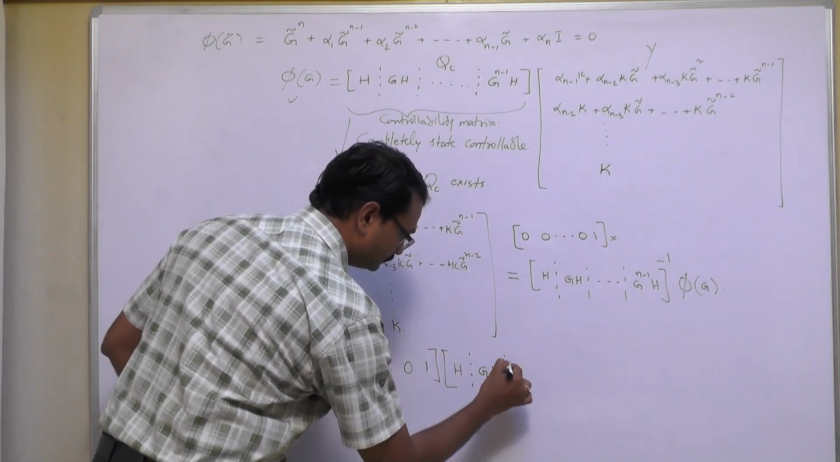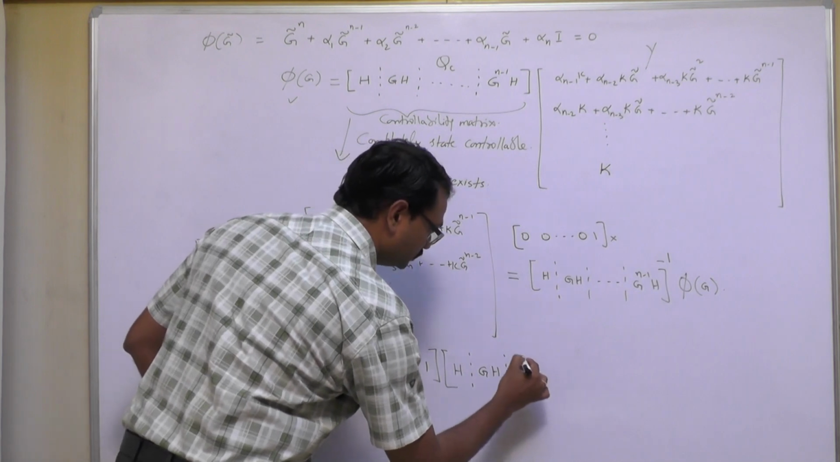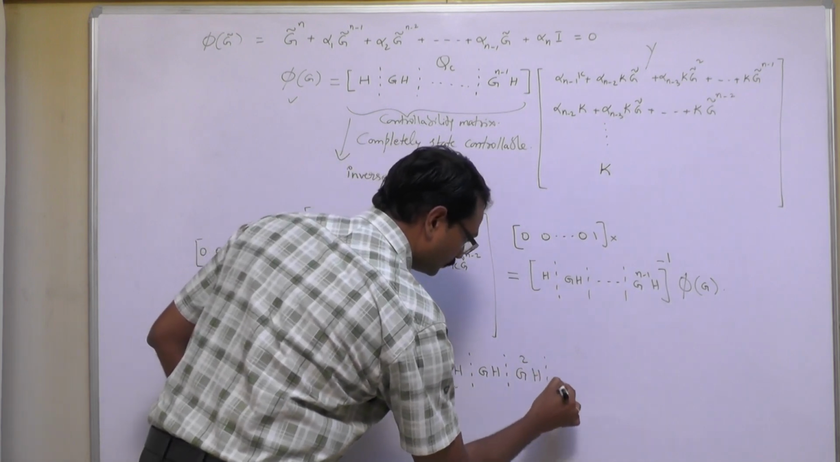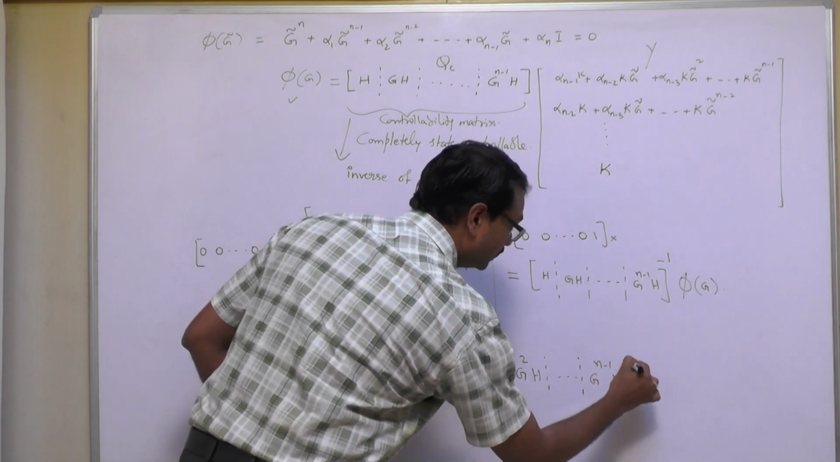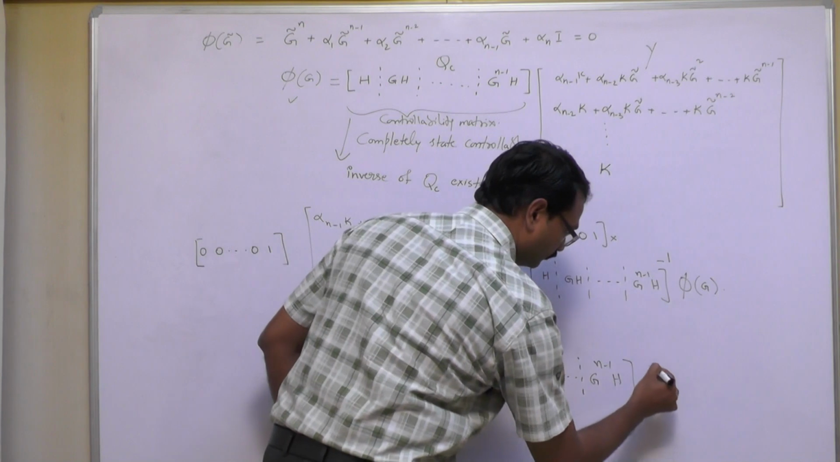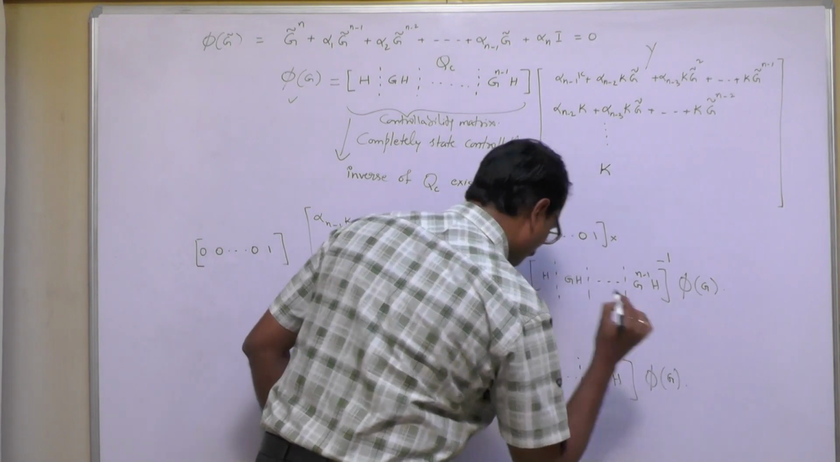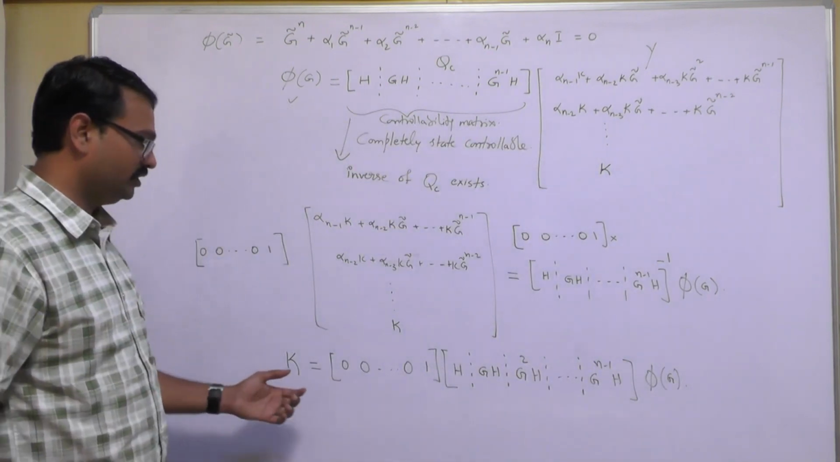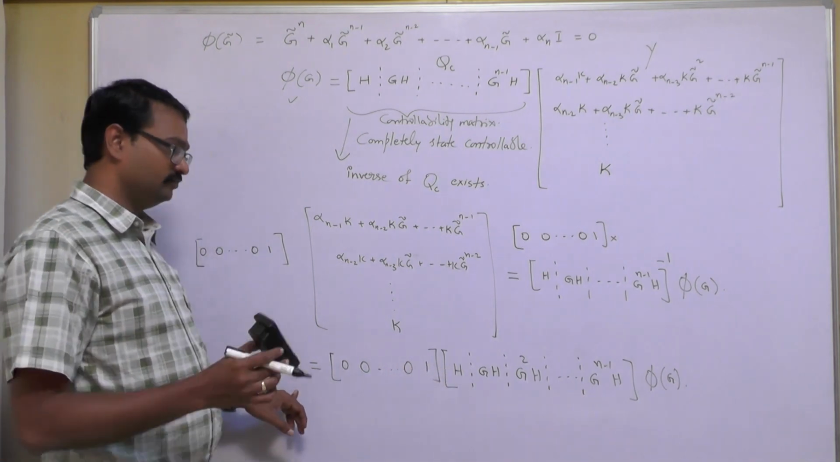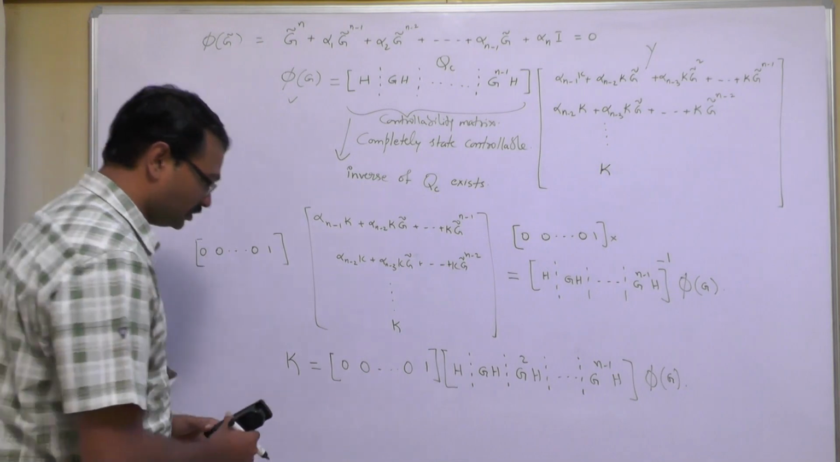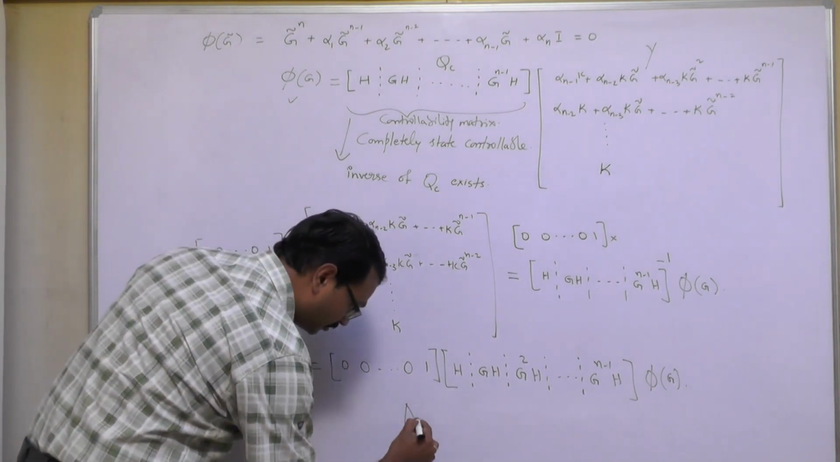GH, G square H, up to G power n minus 1 H, into phi G. Now we know this matrix, this is our state feedback gain matrix. Now we can go back and say, this is also called the Ackermann's formula.